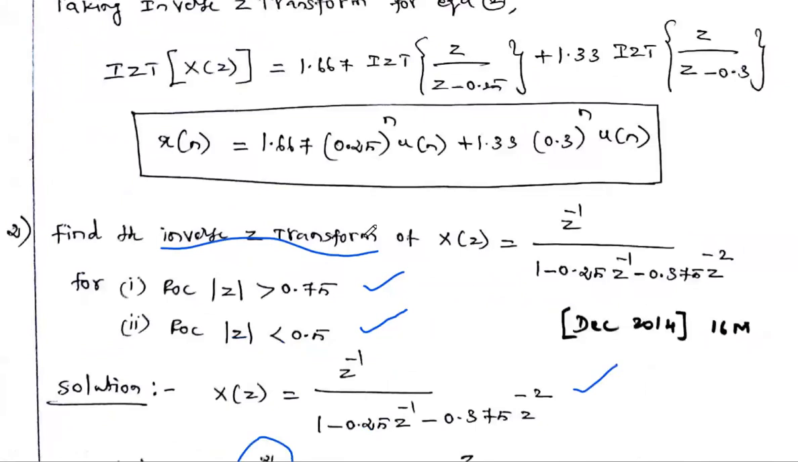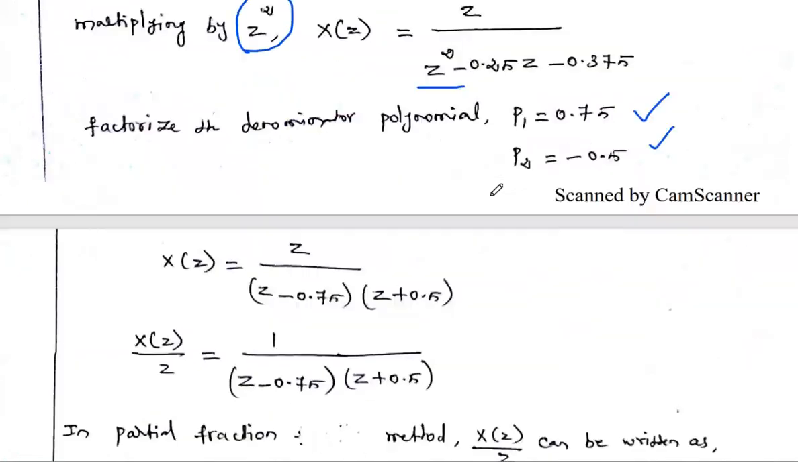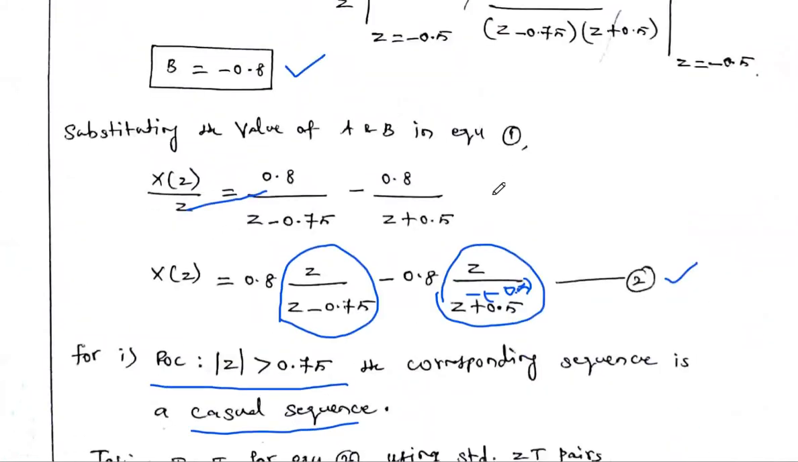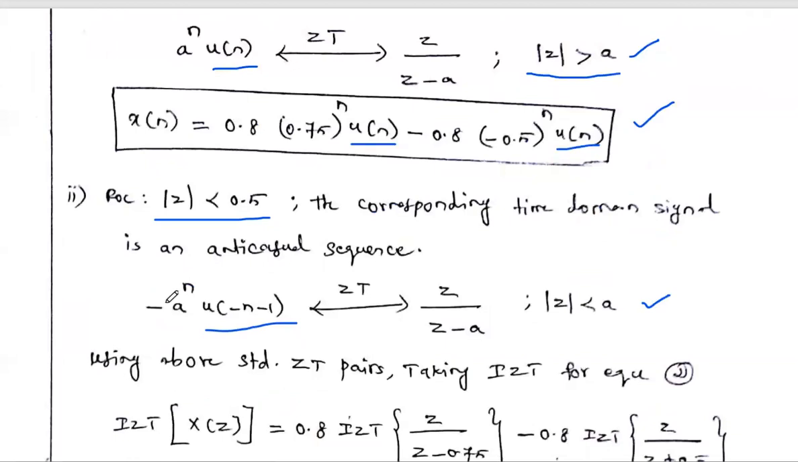But in the second problem we have to find the inverse Z transform of this X of Z under two conditions. If modulus of Z is greater than some value, we use the standard Z transform pair a power n u of n. If modulus of Z is less than some value, we use the formula minus a power n u of minus n minus 1. So using this, you study this problem.